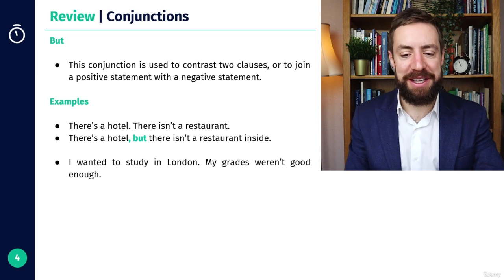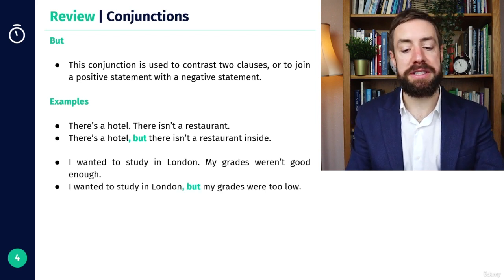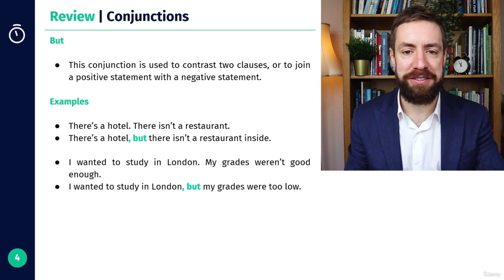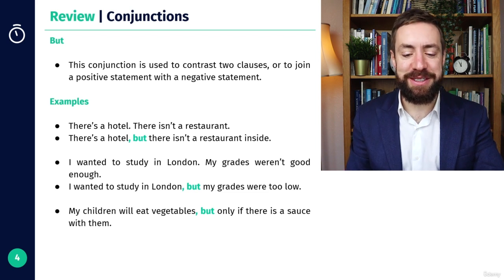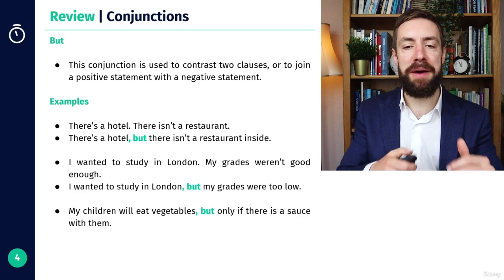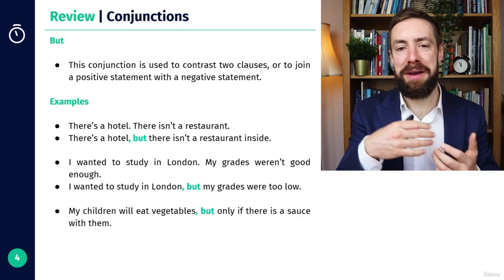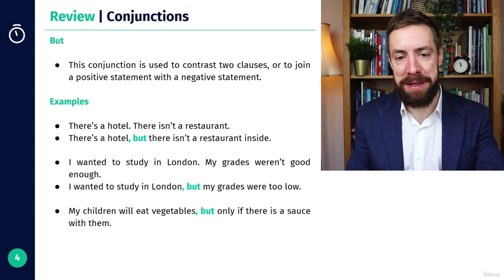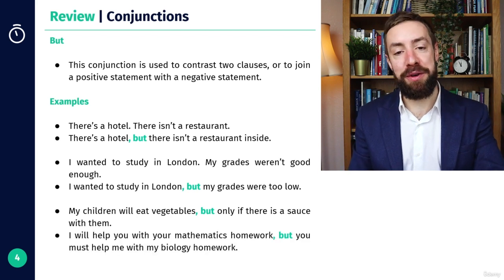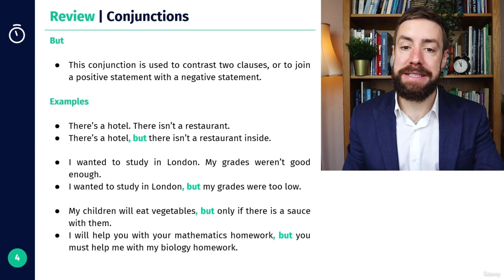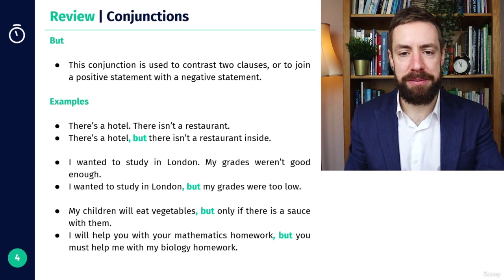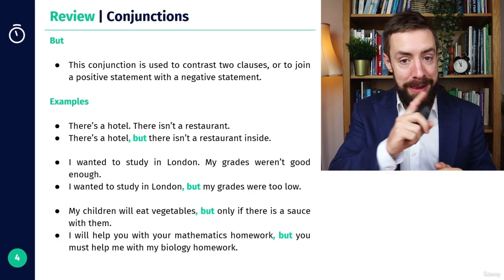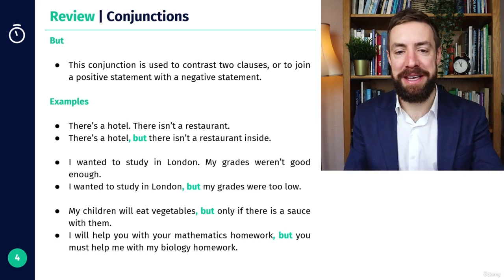I wanted to study in London, my grades weren't good enough. I wanted to study in London, comma, but my grades were too low. My grades weren't good enough. My children will eat vegetables, comma, but only if there is a sauce with them. So that one, of course, is giving a positive thing. My children will eat vegetables, but there's a negative as well. Only if there's something nice. Only if they get pizza and donuts as well. I will help you with your maths homework, comma, but you must help me with my biology homework. All right, so positive thing, I'll help you. But negative thing, you have to help me as well.